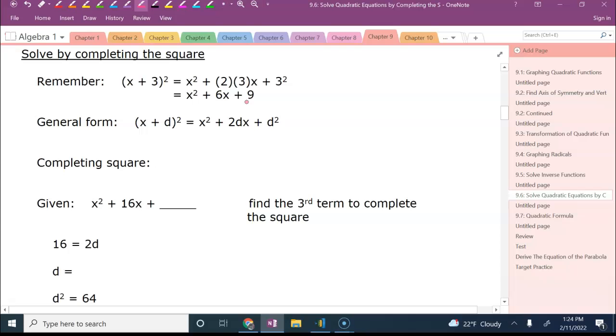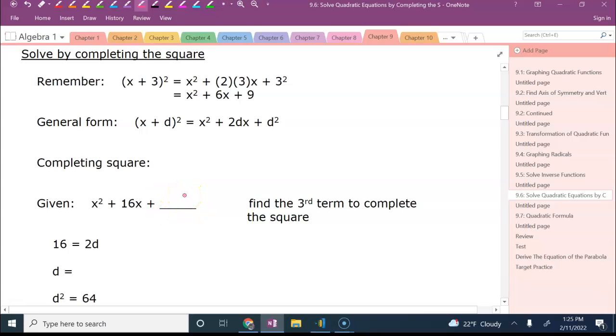So for completing the square, if we had something given to us, like what we have down here where it says x squared plus 16x plus this blank. So there's going to be times when they don't give you the piece that you need in order to be able to write it out factored all nicely like that. What we have to do is figure out what term goes in here.